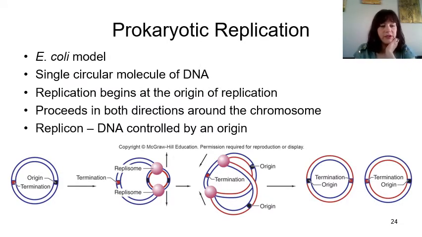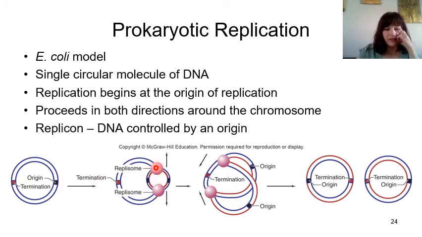Now in prokaryotes, this example we're looking at is in E. coli. They don't have a lot of DNA, and so their DNA is in a circular structure, just one ring. On one end of this ring, we have the origin, where the initiation of replication begins. And you can see that we have a kind of bubble forming.